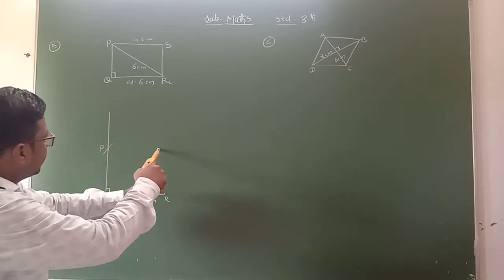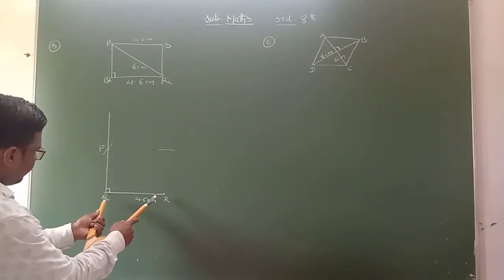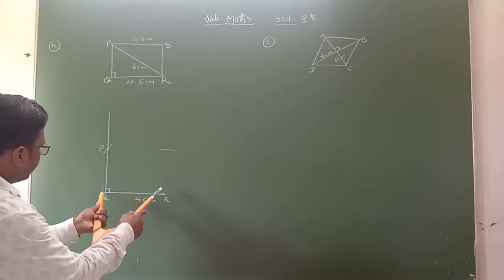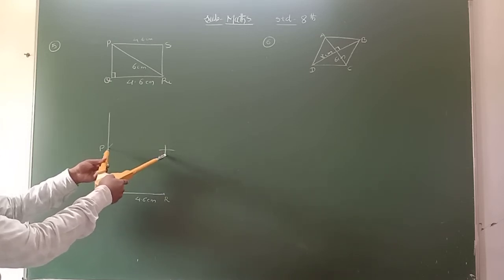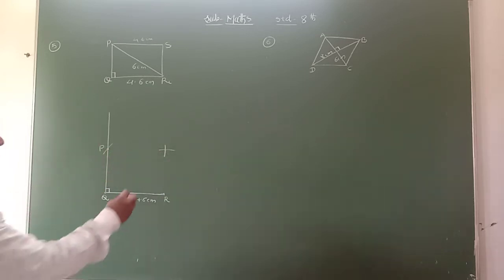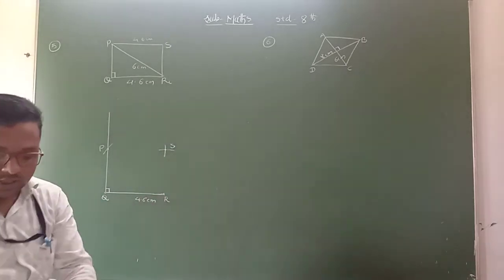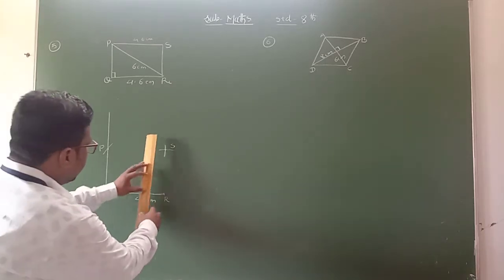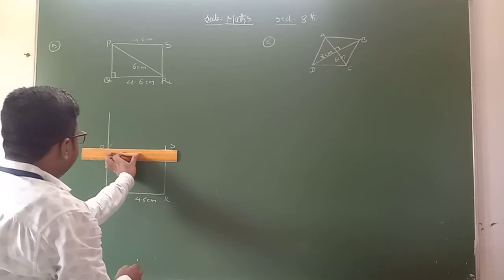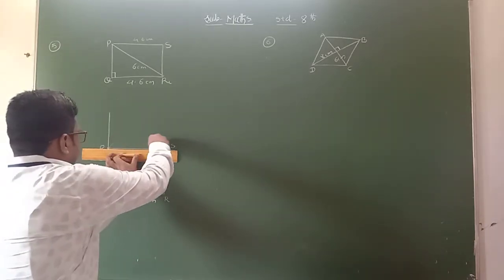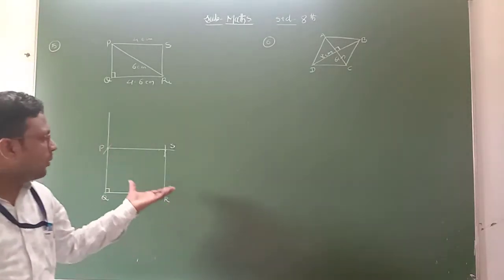Using R point as a center, make one arc here like that. Then take the QR distance. Then using P point as a center, make one arc which cuts the previous arc like that. Here we get the point of intersection. This is the fourth vertex of the rectangle, S. Then join PR and PS. This is the required rectangle of given measurement.